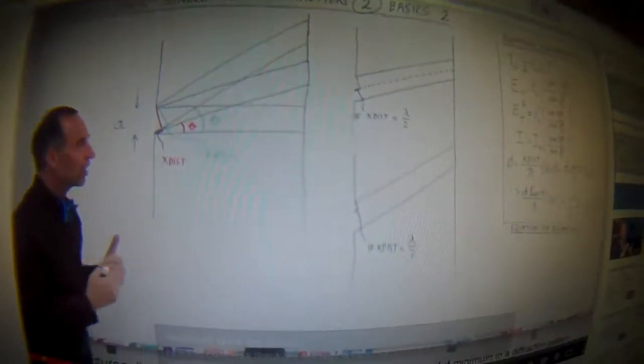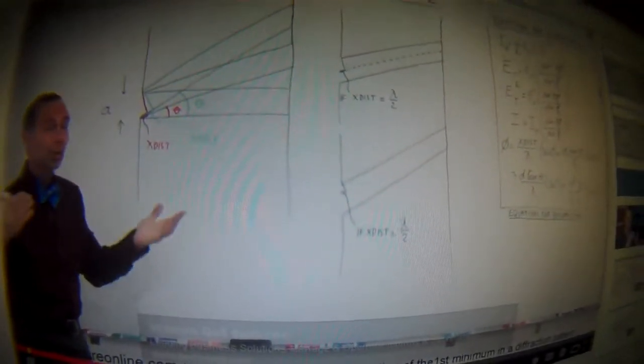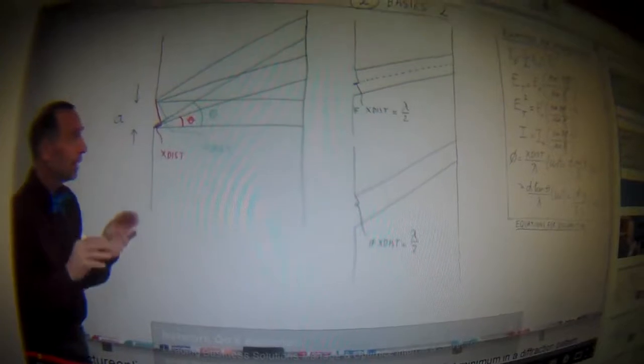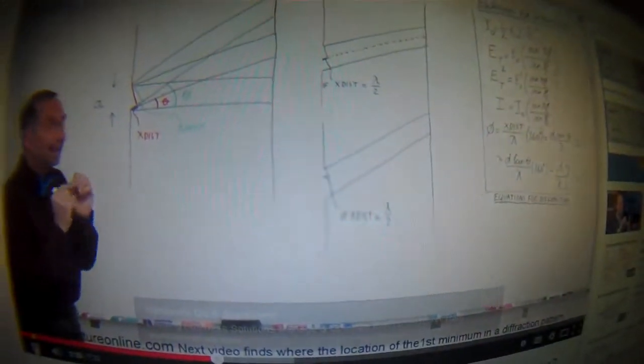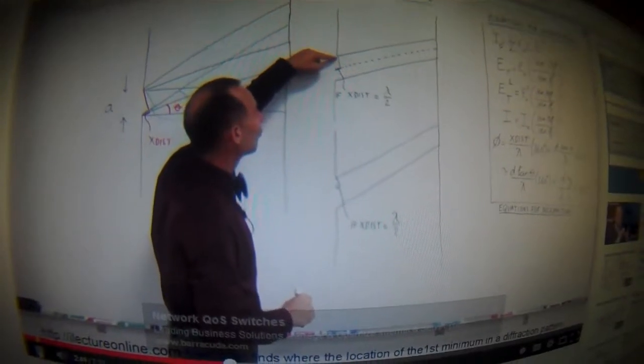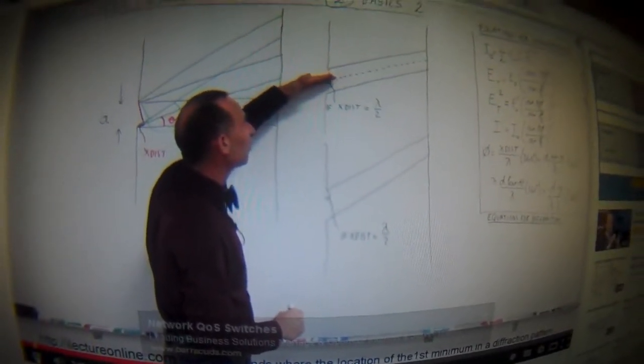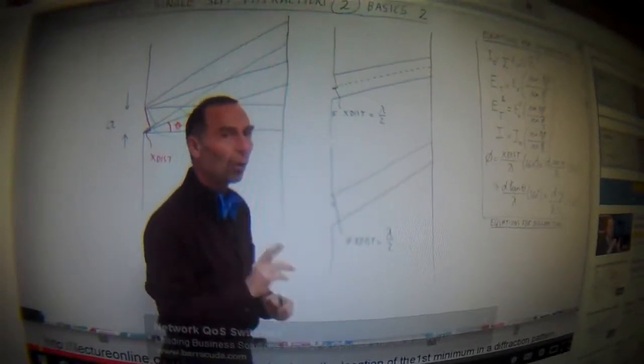The key with understanding a diffraction pattern, because we're not dealing with two separate beams like we do in a double slit interference pattern, here we have a single slit. The key to understanding a diffraction pattern is to realize that as you go further and further in the beam, the adjacent rays in that beam will travel farther and farther distances.